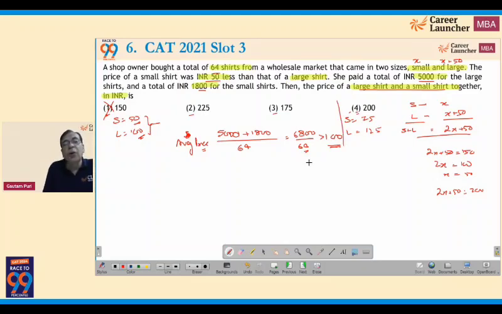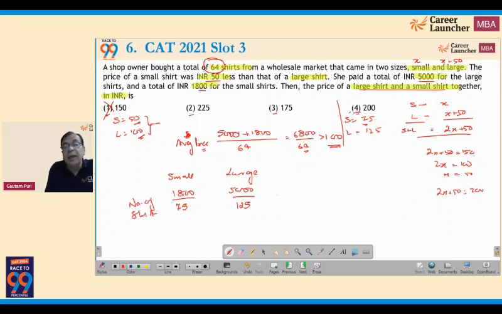Let's check choice 4. Verify choice 4. How many shirts have been purchased? Let's find out. We know a total of 64 shirts have been purchased, small and large. The amount paid for large shirts is 5,000. The amount paid for small shirts is 1,800. Each small shirt is 75 rupees, and each large shirt is 125 rupees. If this is the correct answer, what is it? The number of shirts.